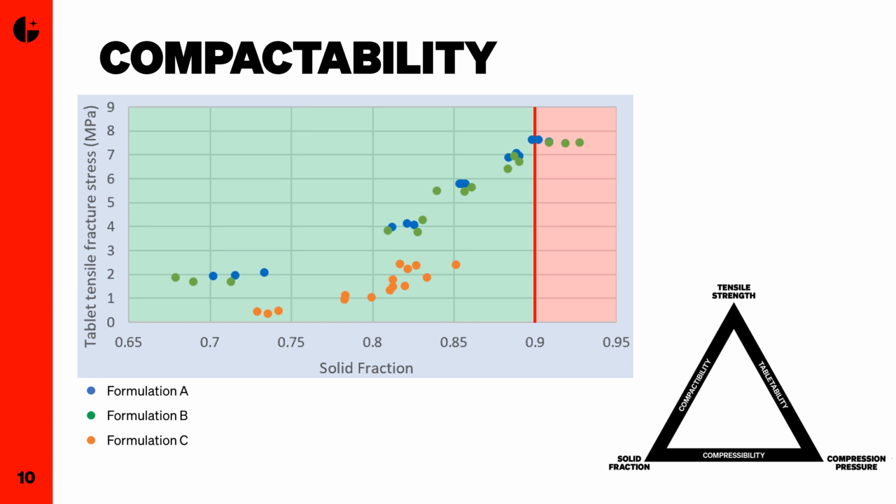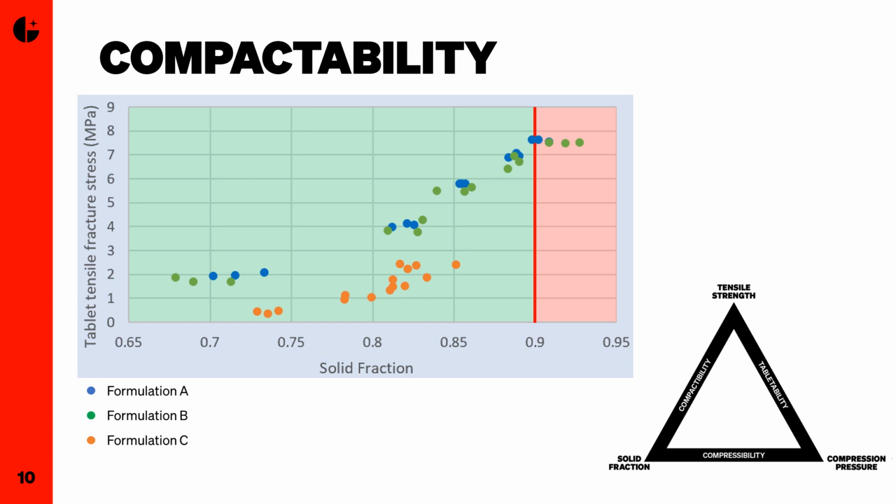Here, if you're getting data similar to what you see in the example, where formulation A and B are looking quite similar to each other, but formulation C, here we have tablets that have the same solid fraction as some of the ones in formulations A and B, but these tablets have been measured to have lower tensile fracture stress values, so these are weaker tablets.